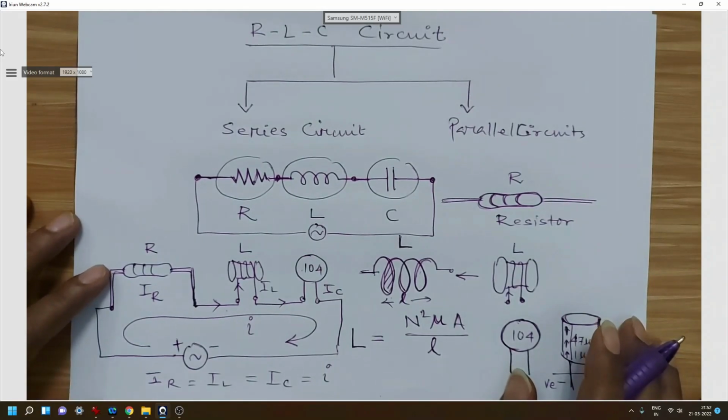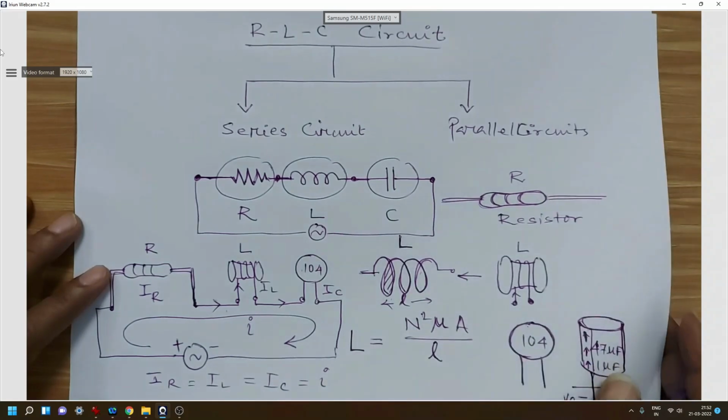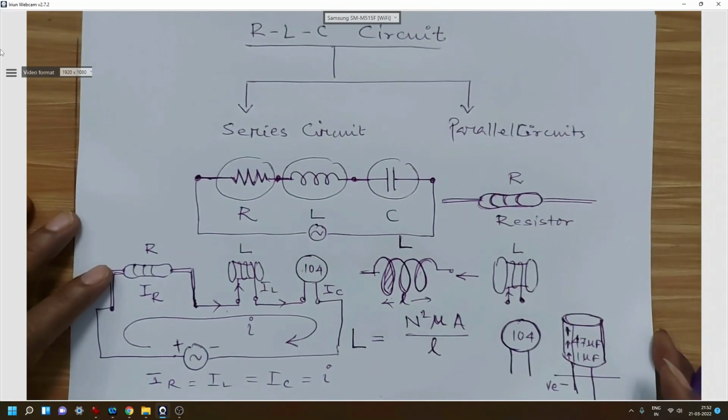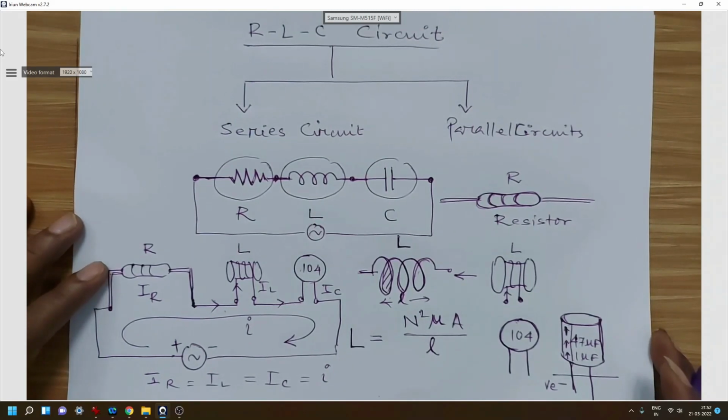Now in the next class we will understand how to study the AC response of the series RLC circuit. Thank you.